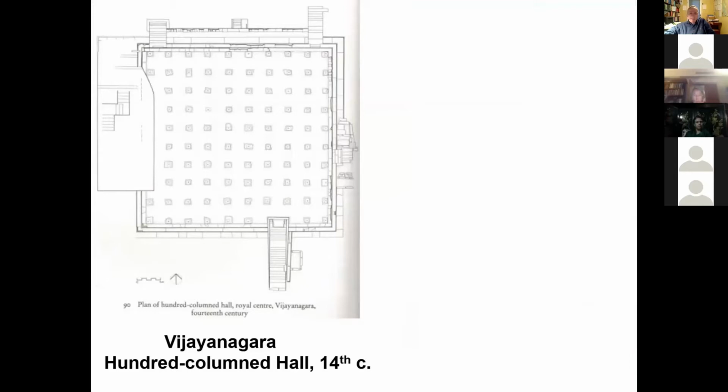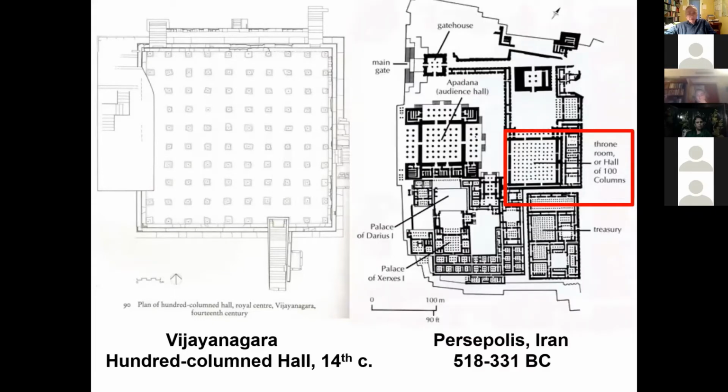At the same time, the Vijayanagara is assimilating forms and ideas inherited from ancient Persia. The idea of a 100-column hall is transmitted, of course, with many intermediaries, but can be traced all the way back to the 6th century BC in Persepolis.